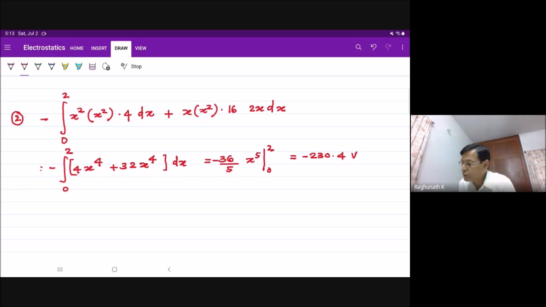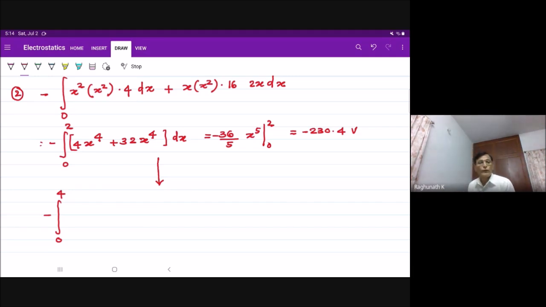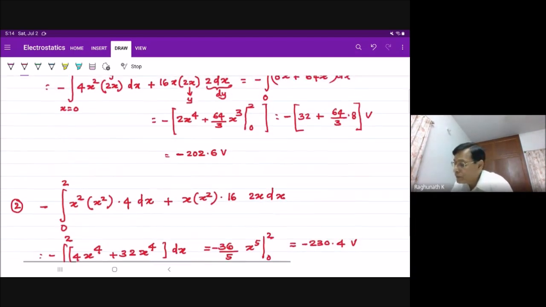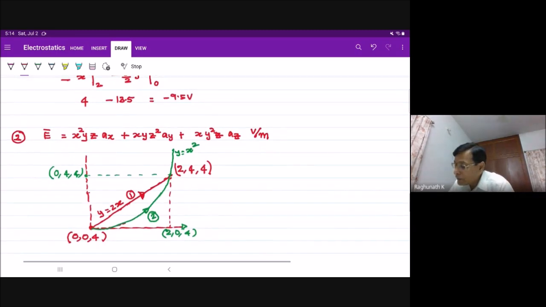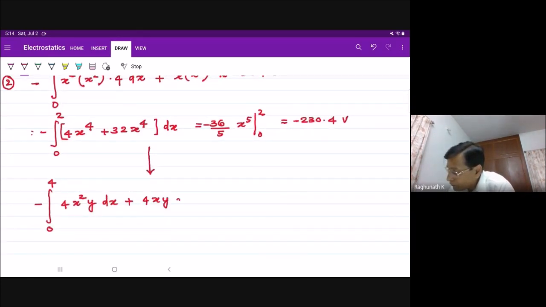Now, I want you to determine the second case, taking y as the independent variable. What will it be? Minus integral 0 to 4, second path only. x squared is equal to y, correct? I'll put 4x squared y dx plus, second component is what? 4xy dy, correct? Oh, 16xy dy, yeah.